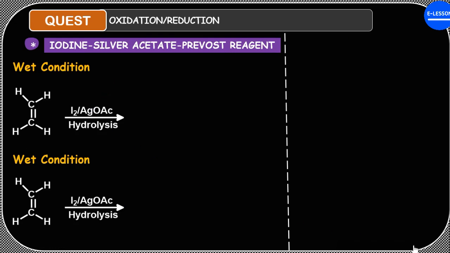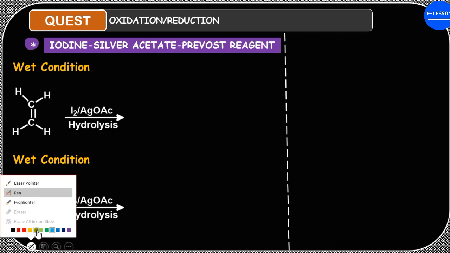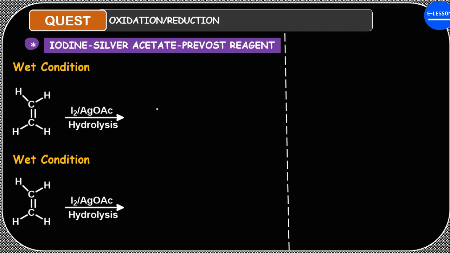Now, iodine silver acetate, which is also called Prevost reagent, reacts with alkene. Under wet condition, it is going to form a cis product, while it gives a trans product under dry condition. So, under this wet condition, it's going to form the cis product, in the sense that the two OH groups will be on the same side. So, the product of this reaction will be something like this: OH, and here we'll have hydrogen, here is OH, and here is hydrogen.